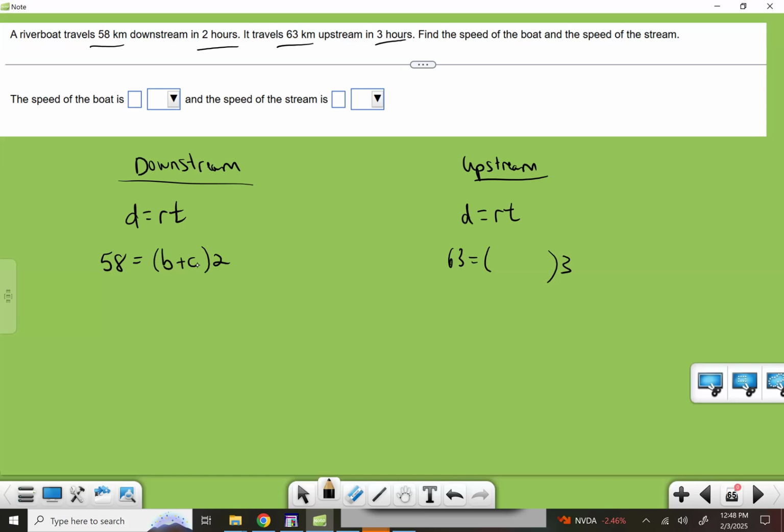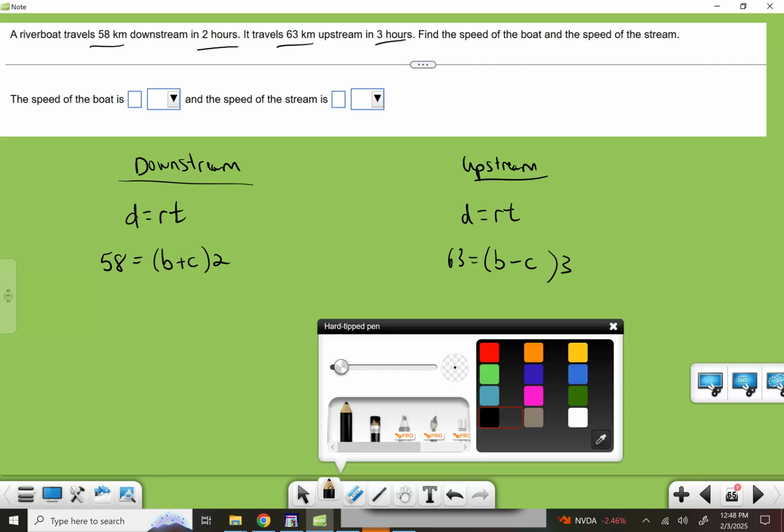I put plus because we're going downstream, which means the current is going to help us go faster. Upstream, you got the speed of the boat minus the current. So it's actually going to slow you down, okay? So we're going to take these two equations and set them up as a system of equations.